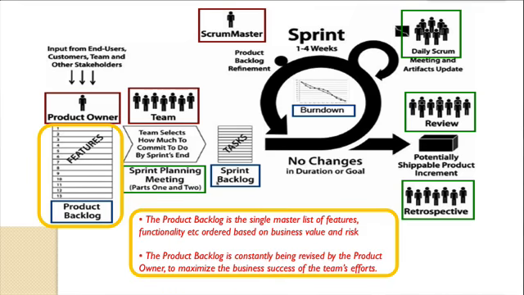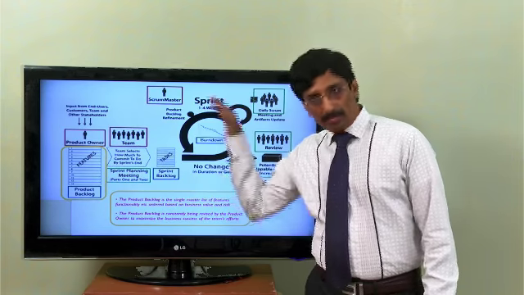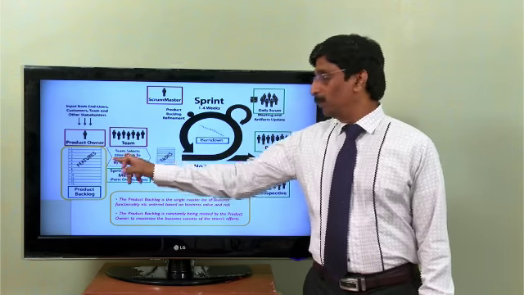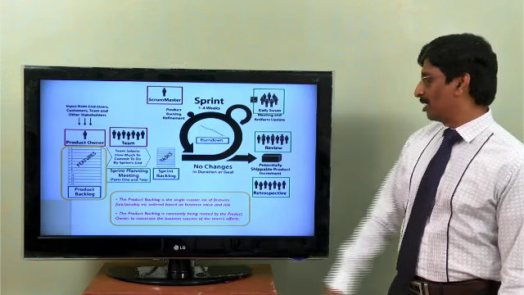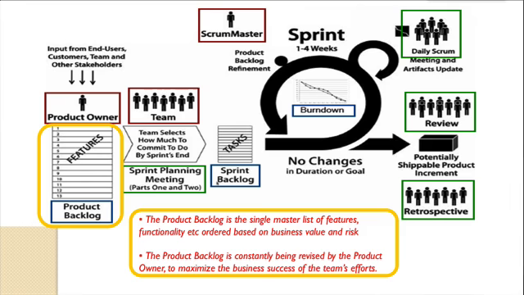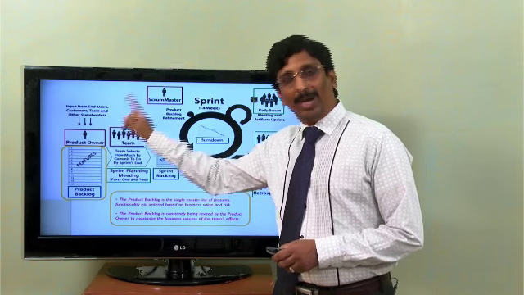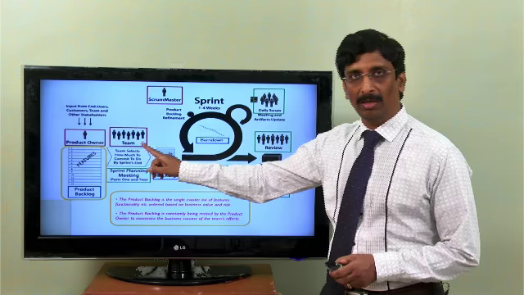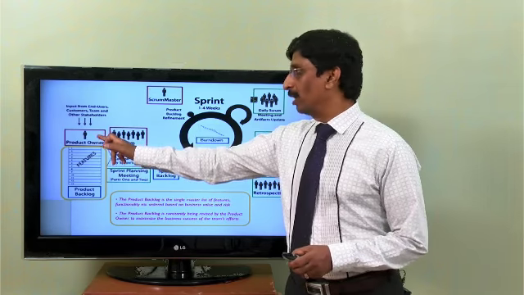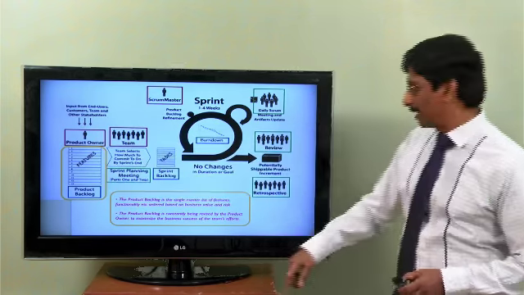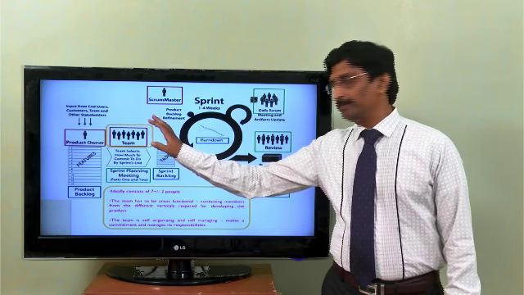The product backlog is a single master list of features. Any feature, any defect from previous iterations, anything should be made available only here. This is a single master list of features ordered based on business value and business risk. And the product backlog is constantly being revised by the product owner. Product owner is the only person who owns the product backlog and the only person who can make changes to it. Whichever change you want to make to the product backlog should go only to the product owner, and he maintains that.